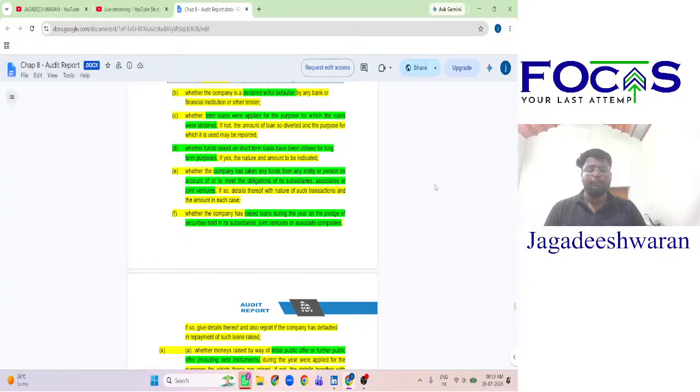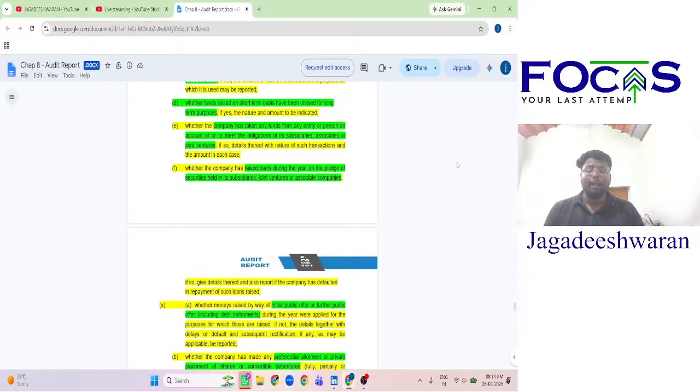E point: whether the company has taken any funds from any entity or persons on account of or to meet the obligations of its subsidiaries, associates or joint ventures. If so, details thereof with nature of such transactions and the amount in each case. That is, if I am getting some loan amounts from some entity for my subsidiaries, joint ventures or associates, then I have to provide the nature of such transactions and the amount in each case.